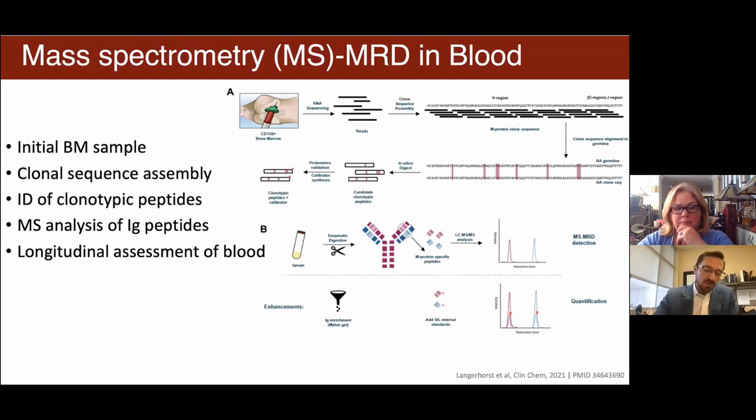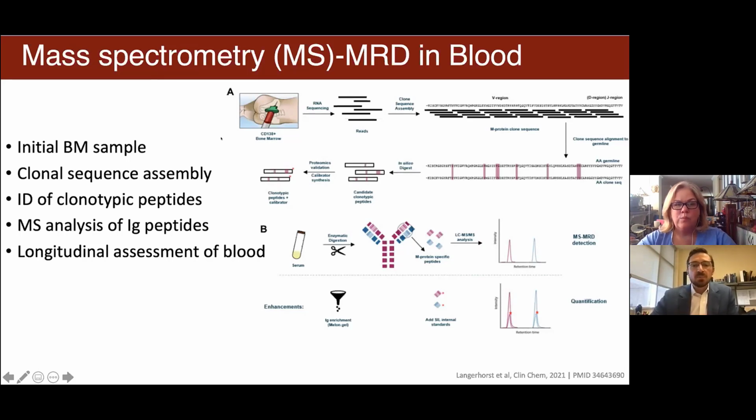There's one other emerging method that I wanted to talk about, and this is mass spectrometry-based detection of minimal residual disease. So there are some advantages and disadvantages of this. And before we get into those, I just want to kind of walk you through what it takes to do this. So when you have a multiple myeloma patient, there's generally an early diagnostic sample.